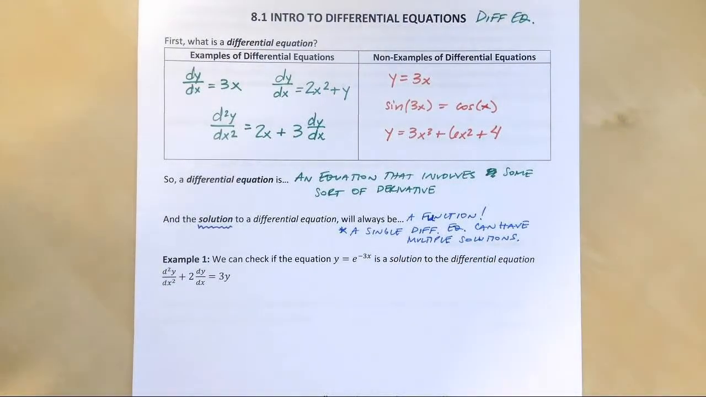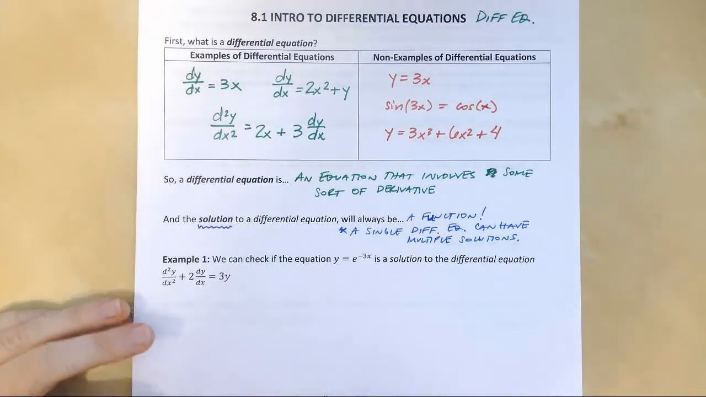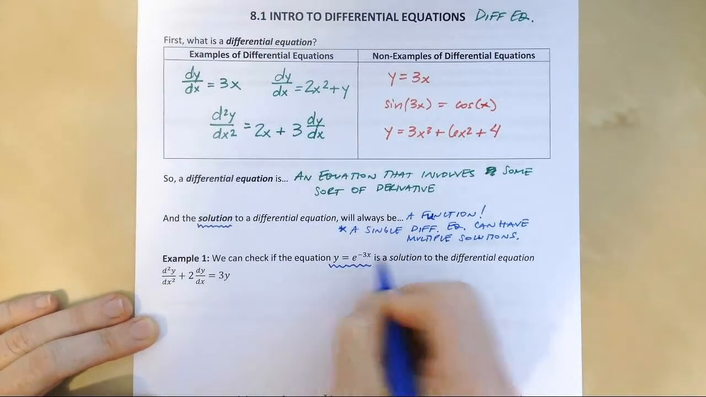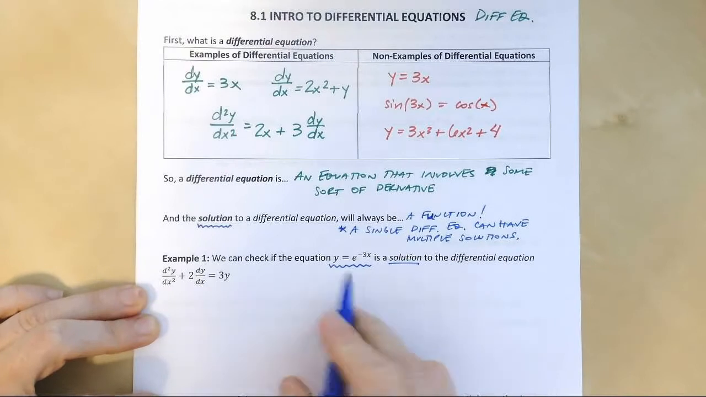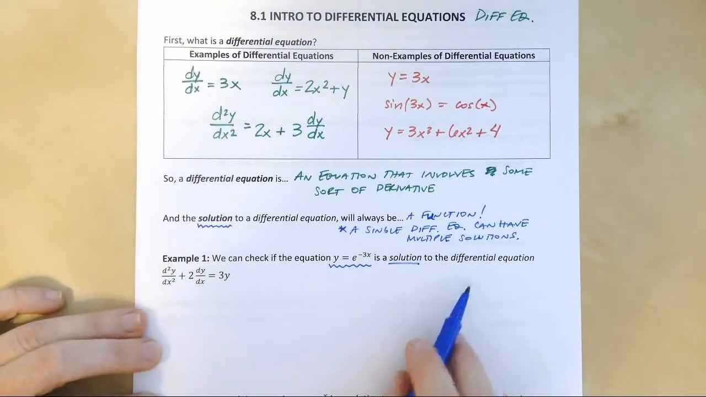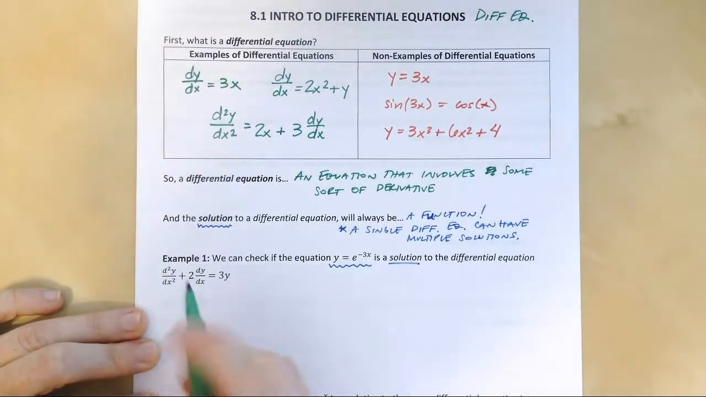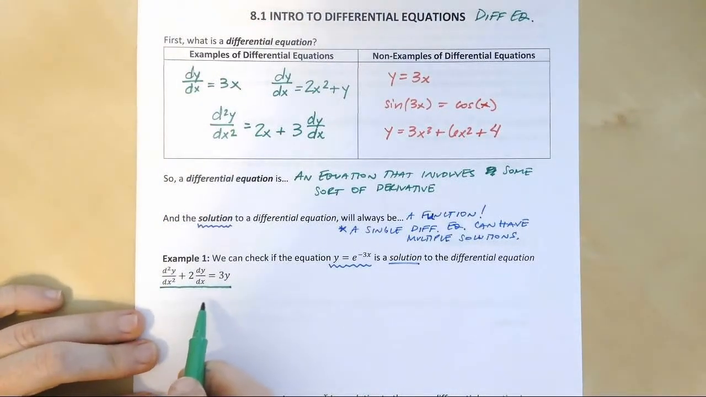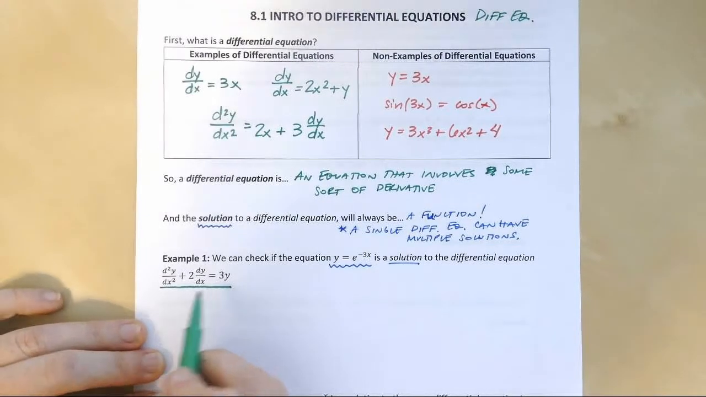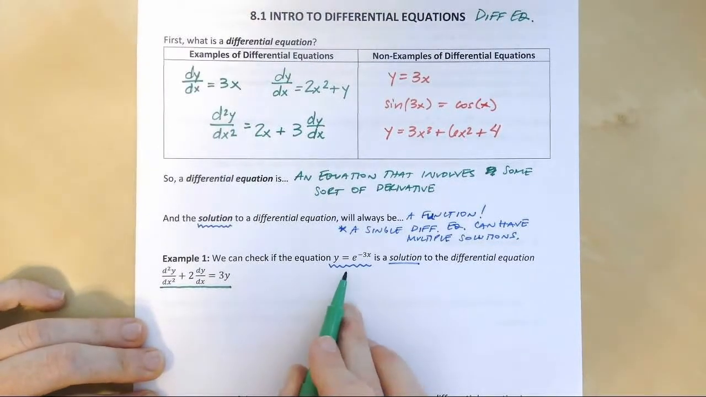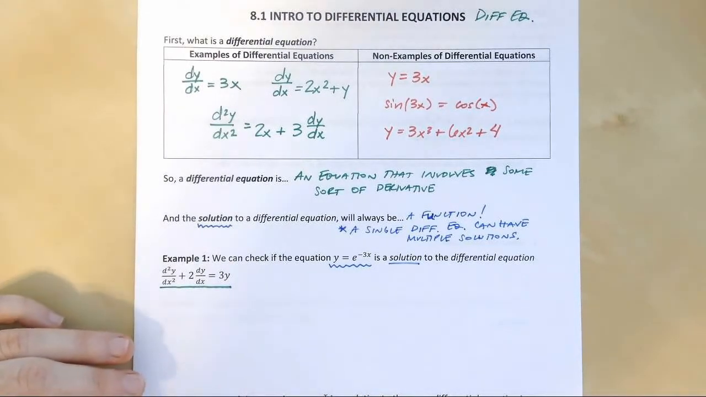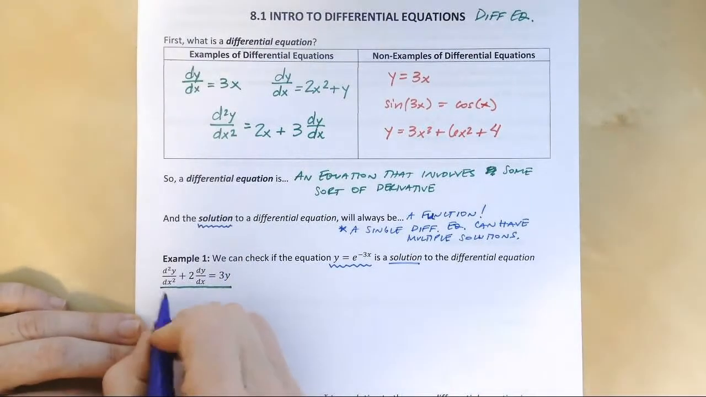So let's do an example, and we can see what the solution looks like. We can check if this equation is a solution. We're trying to see, is this a solution to the differential equation, and we have this Diffie-Q, d squared y plus 2 dy dx plus 3y, or equals 3y, sorry. So we're trying to figure out, is this a solution? The way that we're going to do this, let's make a little note. How are we going to do this?